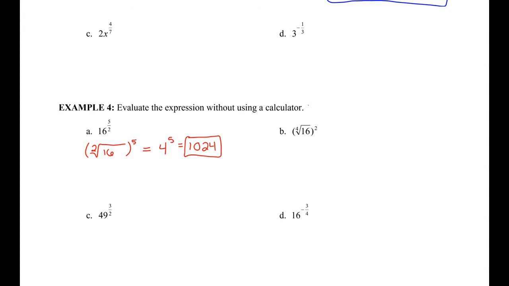Let's make a little note up here. When asked to evaluate, we're going to use the positive answer. So again, the square root of 16 could have been a positive or a negative 4, and we're going to be using the positive answer, so we used a positive 4.